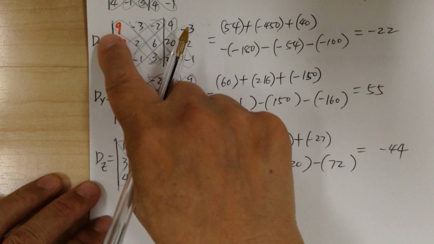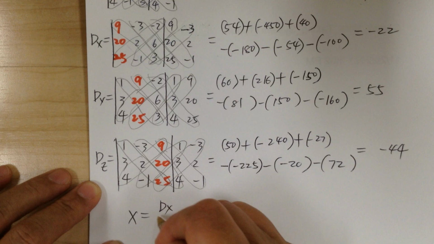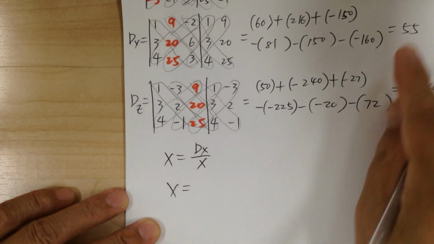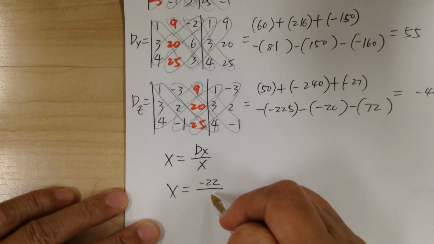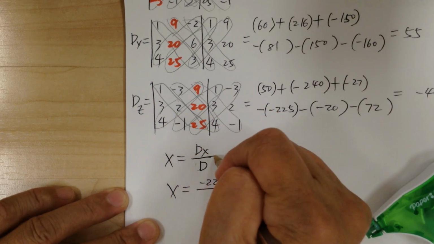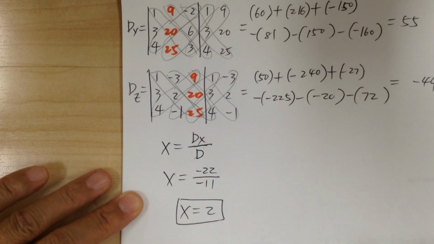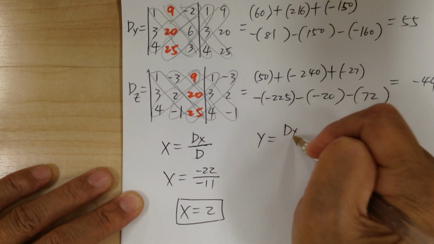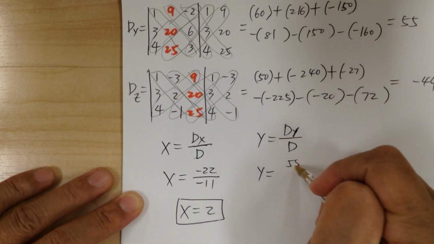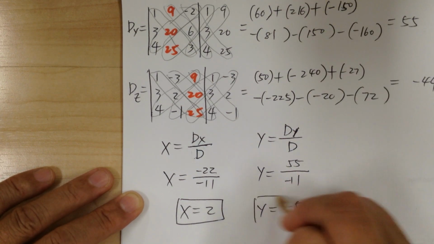Okay, so once you find dx, dy, dz, now you can find your x, y, z, right? So x equals dx over d. So x equals negative 22 over, dx over d, over negative 11. So x equals 2. Okay. Then y equals dy over d. So y equals dy is 55 divided by d, negative 11. So y equals negative 5.